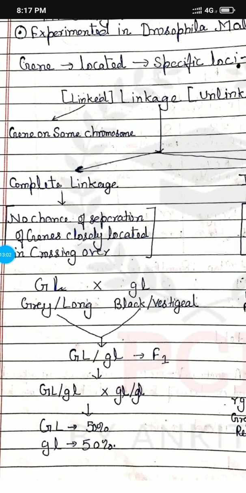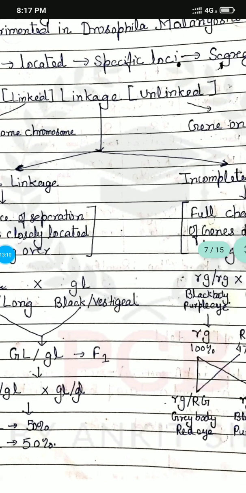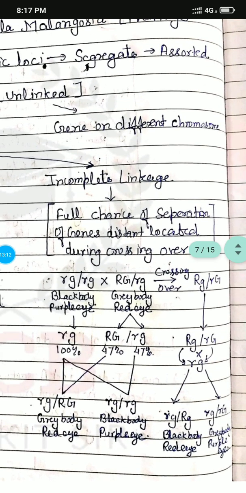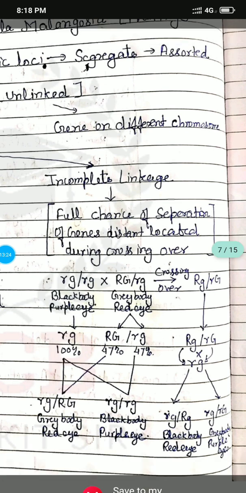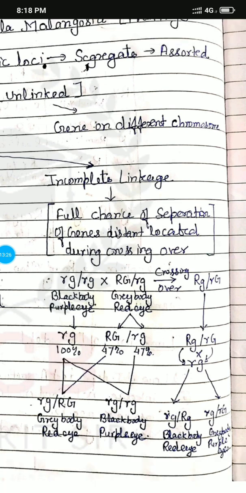As you see here, the gray and long crosses with the black and vestigial, and crosses in the F1 generation. The gray long is 50% and the black vestigial is also 50%. But here, what is going to happen? The black body and purple eyes cross with the grey body and red eye, and the grey body red eye is 47%, and here the black body and purple eye is 100%.